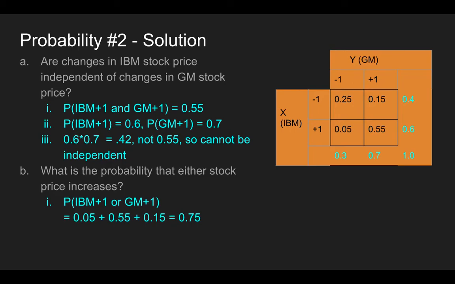All right, what's the probability that either stock has a price increase? Well, like I mentioned, you can just add those three cells together. 0.05 plus 0.55 plus 1.5. Right, this gives us the probability that at least one of them increases in price. Alternatively, and what sometimes is easier to use because you have those pieces, is to add 0.6 and 0.7 and then subtract the intersection of 0.55.